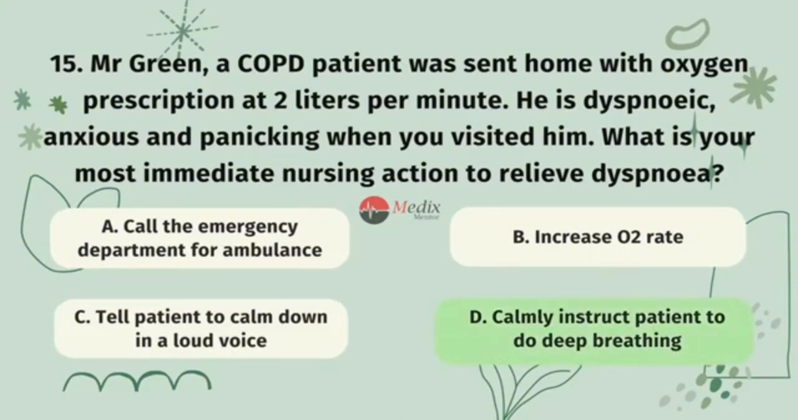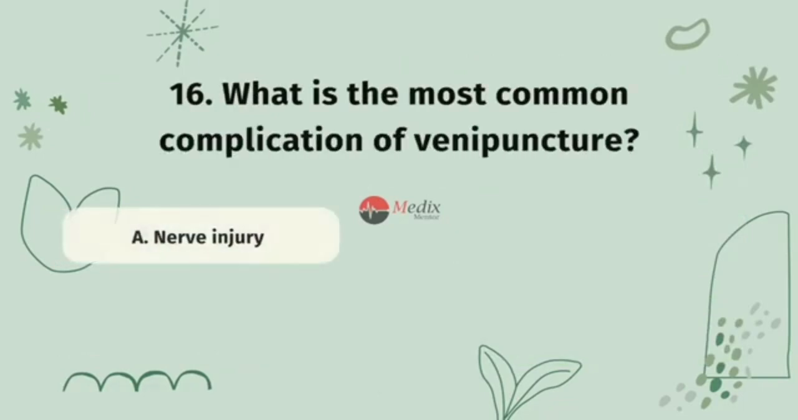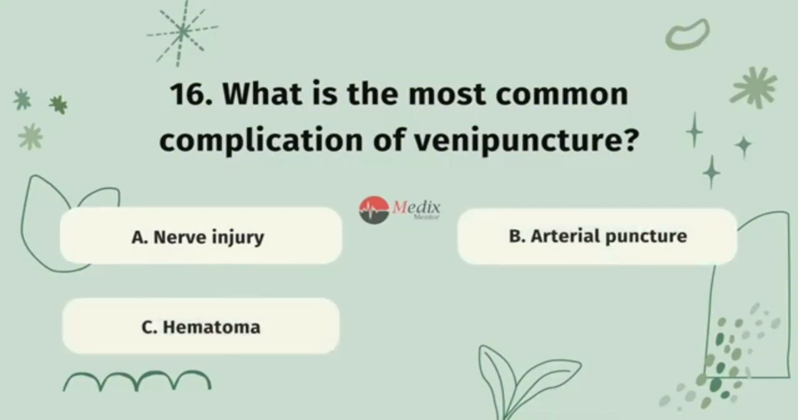The correct answer is D. Question 16. What is the most common complication of venipuncture? Option A, nerve injury. Option B, arterial puncture. Option C, hematoma. Option D, fainting.